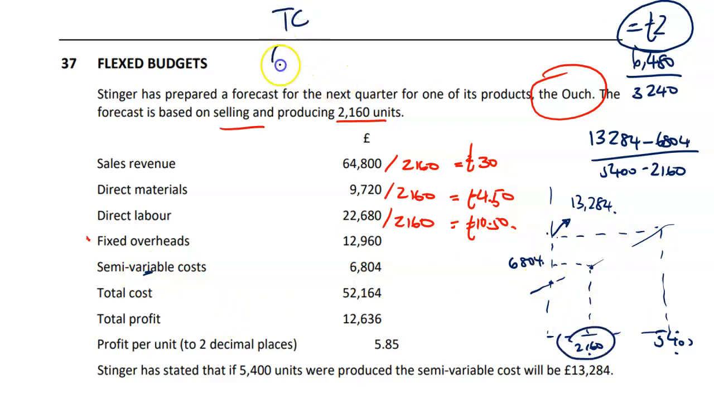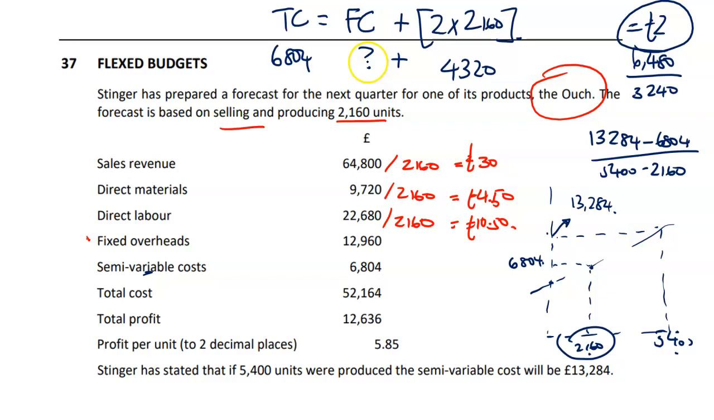I'm saying that the total cost of 6,804 is equal to a fixed cost that I don't know, plus a variable cost, which is 2 times the number of units, 2,160, right? And I know that 2 times 2,160 is 4,320. So the fixed cost is this thing. So the question is, what is this thing? And so this thing is 6,804 minus 4,320, which is 2,484, right? So your fixed cost here is 2,484. So we now know that, and that's great. I think we can carry on now. So let's go down to the next question.